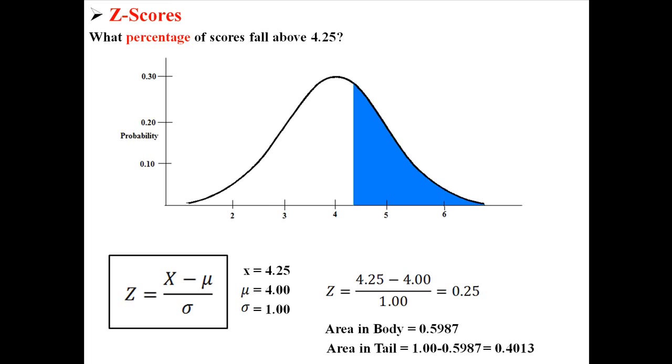And that's how we take a score, convert it into a z-score, and then use a z-table to find a percentage. So in this lecture, I talked about z-scores and the difference between the body and the tail.